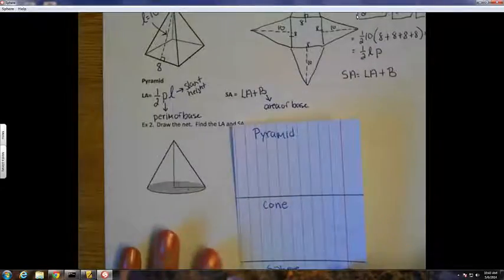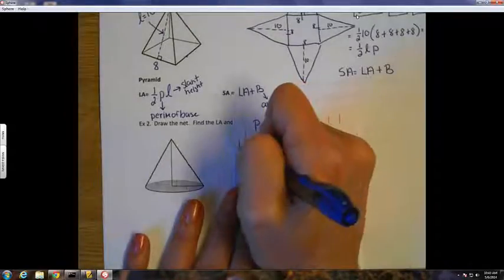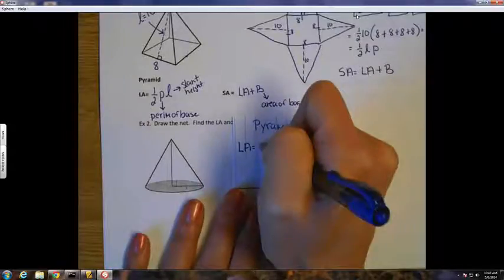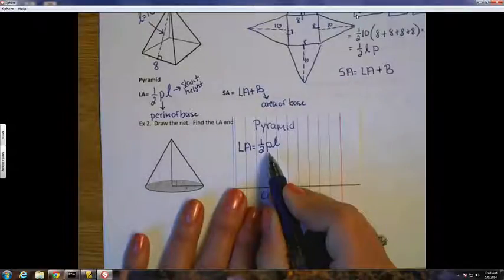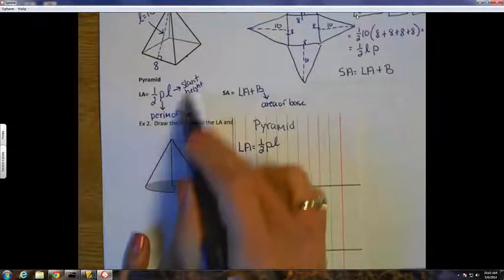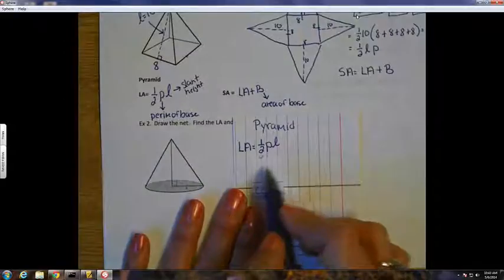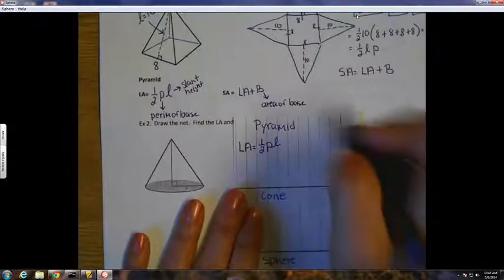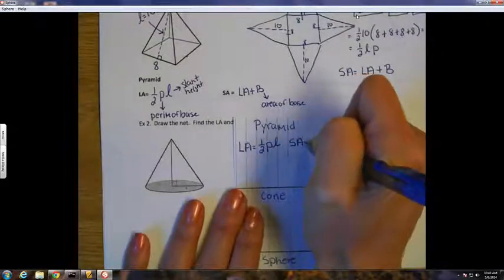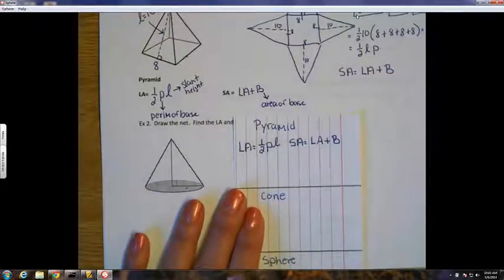Okay, so the pyramid and the cone are on the back side. Pyramid, we just finished. So the LA is 1/2 PL, times P times L. And again, if you want to tell yourself what the P stands for, what the L stands for, like I did here, go ahead and add that to your card. If you're confident, oh, I know P is perimeter of the base, and I know L is slant height, I'm not going to bother messing up my card. You write on there what you need to write on there so you remember what those are. And then surface area is LA plus big B, area of the base. Good?